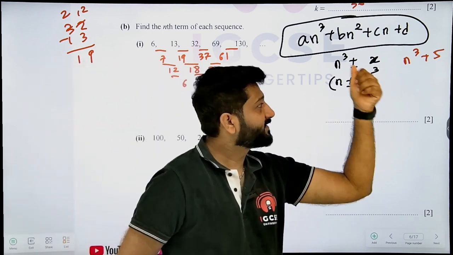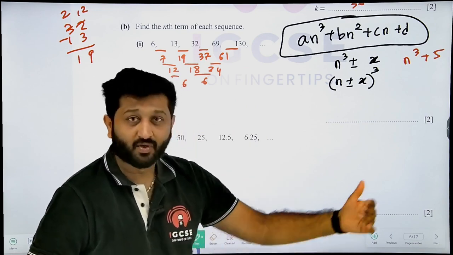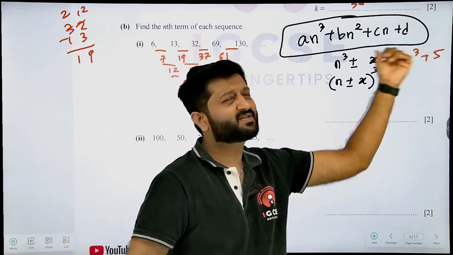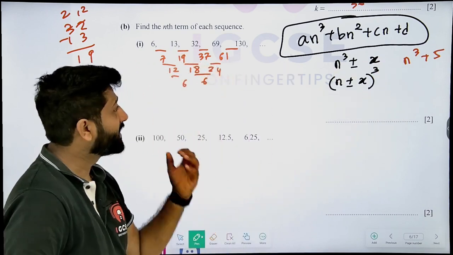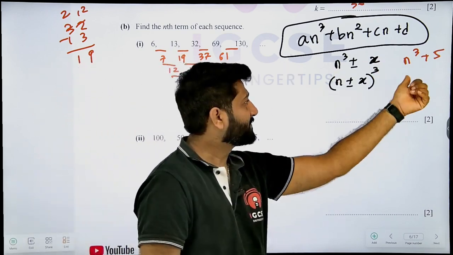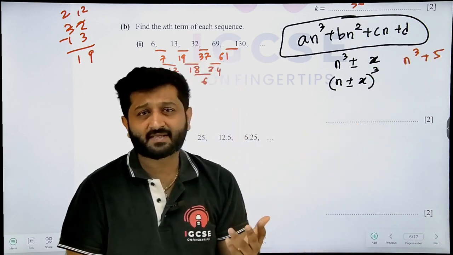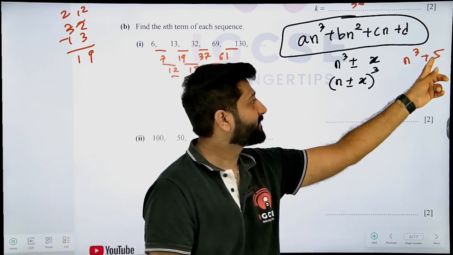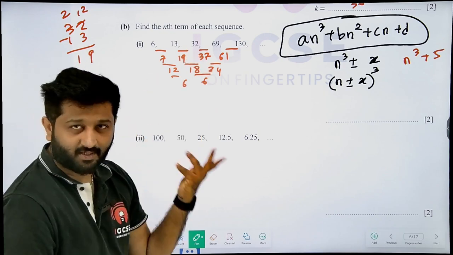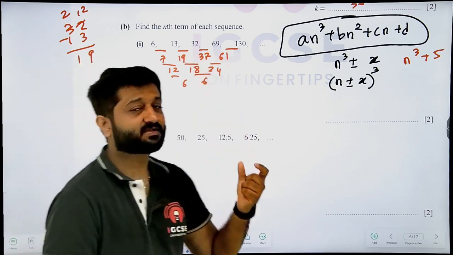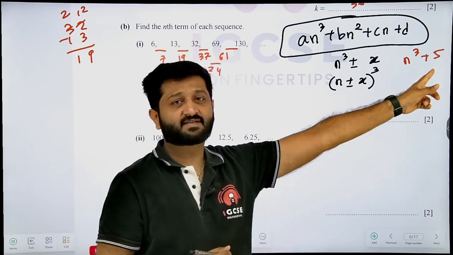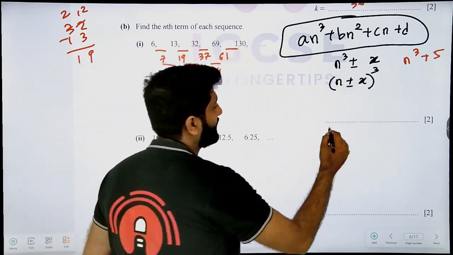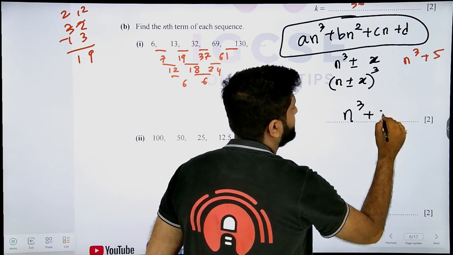So let me check whether this pattern is fitting over here or not. 2 cube is 8, and 8 plus 5 is 13. Yes, it is absolutely matching. Let me take n as 3. So 3 cube is 27, and 27 plus 5 is 32. Right? The fourth term is 4 cube, which is 64, and 64 plus 5 is 69. So this is nothing but n cube plus 5.